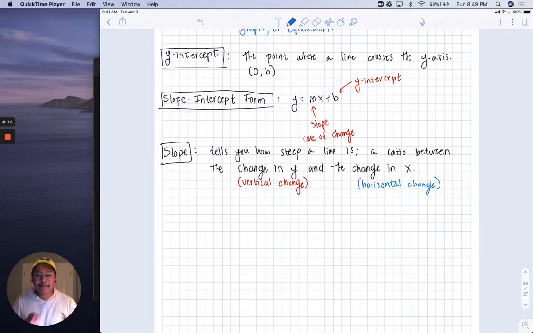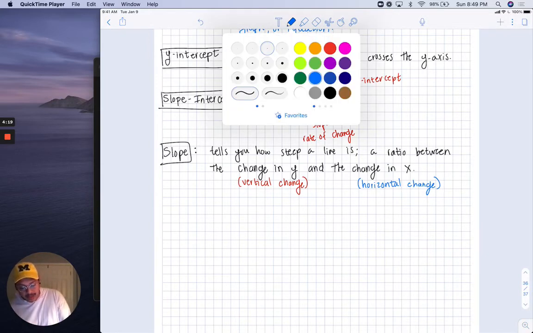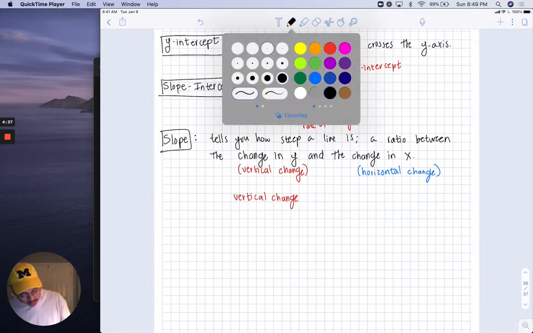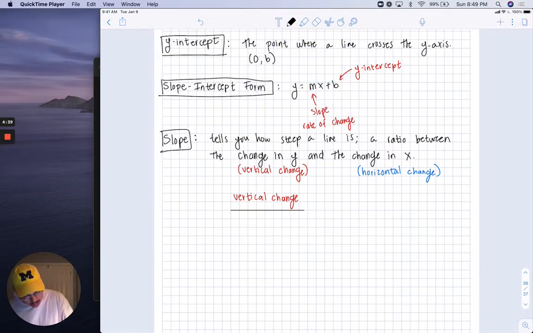Make sure you understand the difference between vertical and horizontal, please. When we write the ratio that is slope, you're always going to write it in this order. You're going to include your vertical change, and you're going to write that over your horizontal change. This is the order in which you have to write the ratio. If you do not write it like this, you will not get the correct slope, so be very careful.